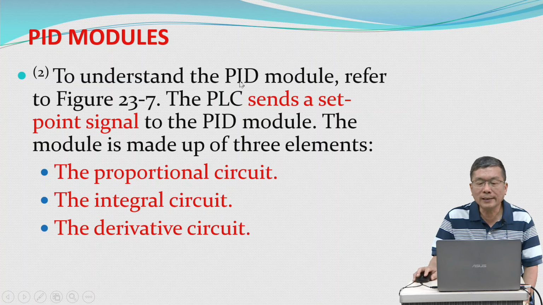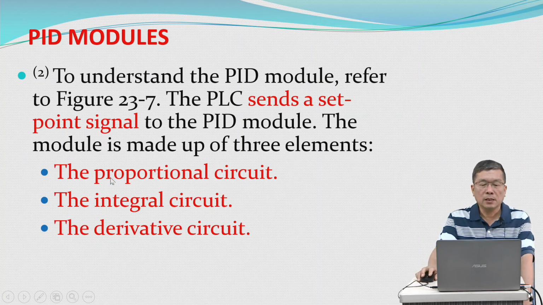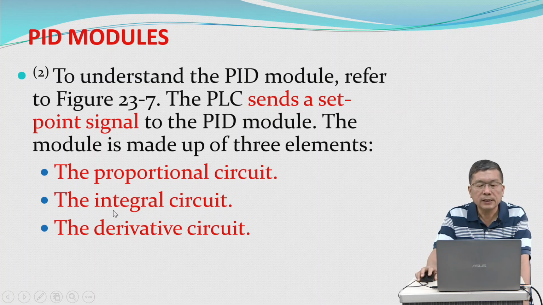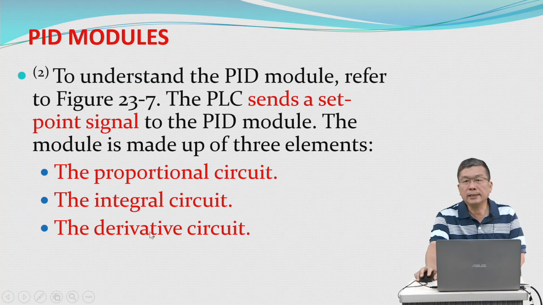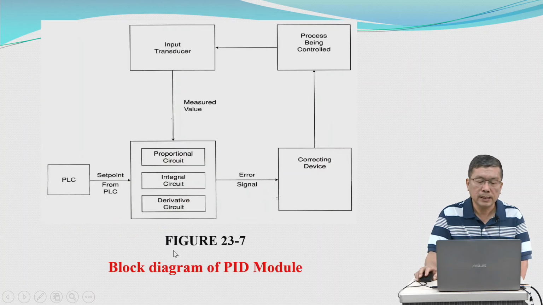To understand the PID module, refer to Figure 23.7. The PLC sends a set point signal to the PID module. The module is made up of three elements: the proportional circuit, the integral circuit, and the derivative circuit. This picture shows the typical block diagram of a PID module.